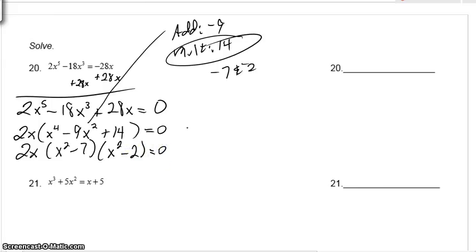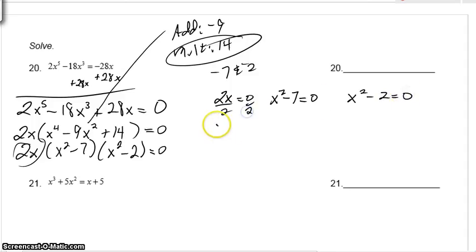Our factoring technically is done, but now I'm going to set each of these groupings, the 2x, I'm going to set that equal to 0. Take x squared minus 7, set that equal to 0. And take x squared minus 2 and set that equal to 0. Solving, we'll get x is equal to 0 by dividing by 2 on both sides here. Be careful with the quadratic here, with this squared term. You add a 7, of course.